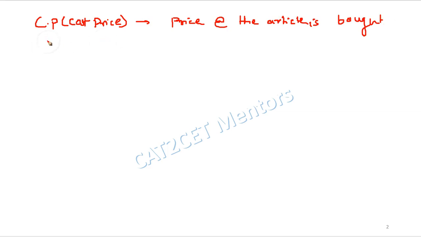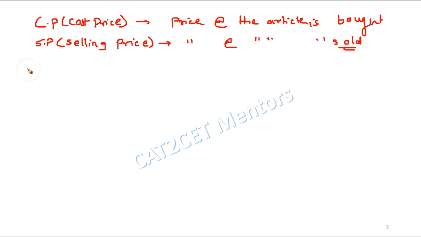Now another thing, that is selling price. These are the common terms. Most of you will know these terms, but let us start from the scratch so that you will have a feel. Now, what is selling price? Selling price is the price at which the article is sold. So this is the price at which the article is sold. I hope this is clear to all of you.